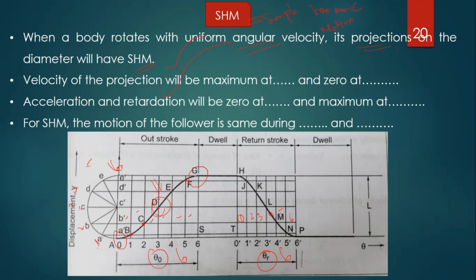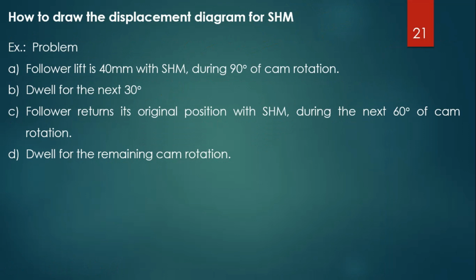Okay, so let us try with one example. I want to read the problem: how to draw the displacement diagram for simple harmonic motion. The follower lift is 40 mm with simple harmonic motion. So the displacement is equal to 40 mm for this particular follower, during 90 degrees of cam rotation. So outstroke is equal to 90 degrees. This is the first in the sequence. We have to follow the sequence. Next, the dwell for the next 30 degrees, so theta D is equal to 30 degrees, and the follower returns to its original position with simple harmonic motion during the next 60 degrees. So return stroke is equal to 60 degrees, right?